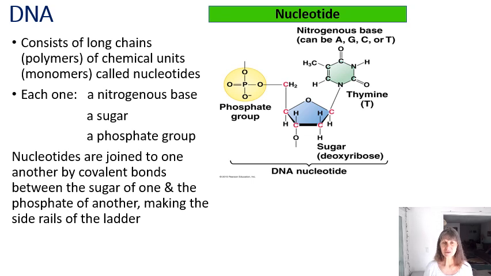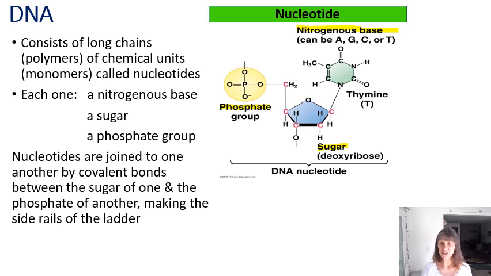DNA consists of long chains, referred to sometimes as polymers, a term which means many units. These polymers are made up of single units, or monomers, that are called nucleotides. Each nucleotide contains a nitrogenous base, a sugar, and a phosphate group.